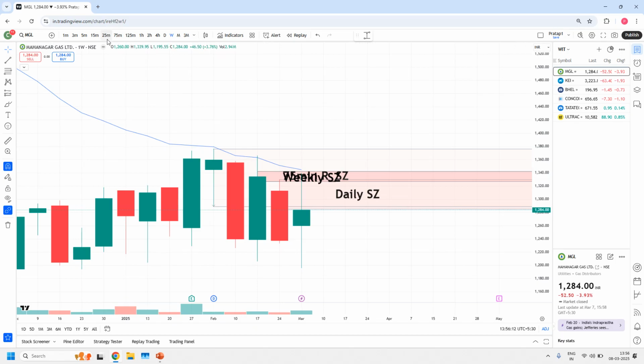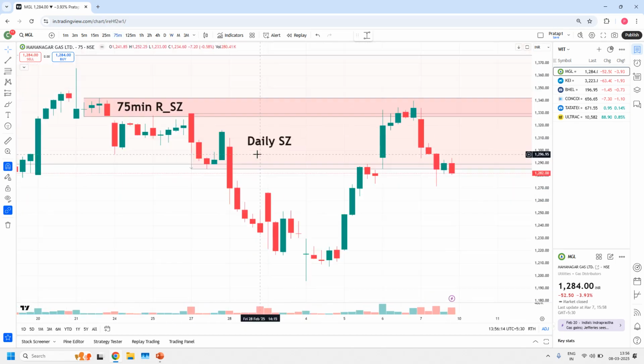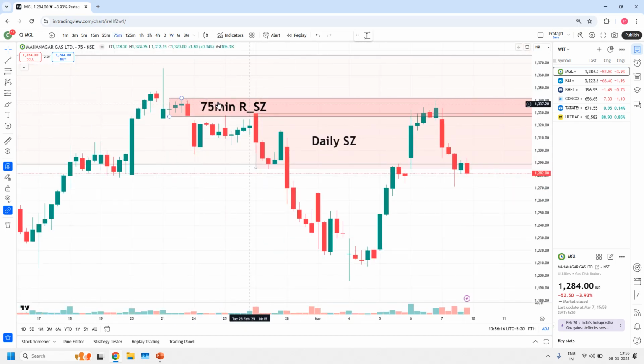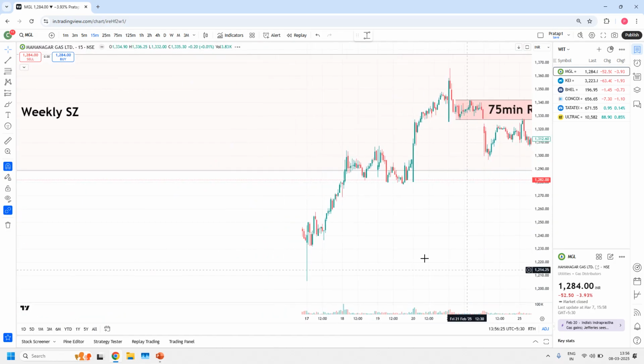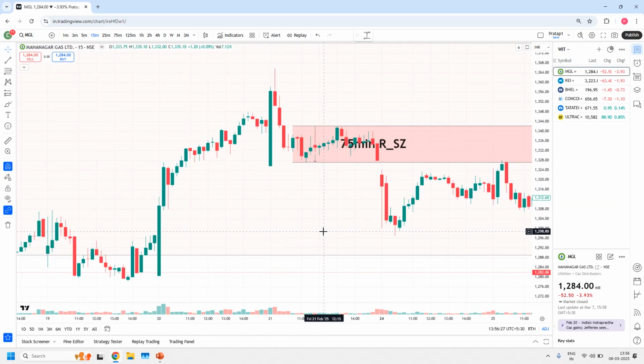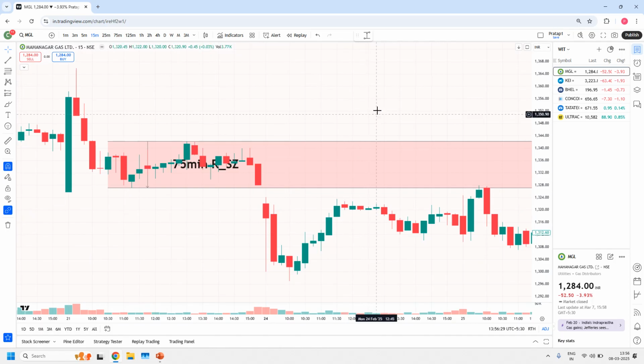Okay. Now let's go to 75. First, to accept this 75-minute zone, does it have a fine-tuned 5-minute zone? Is there one available or not? We need to confirm. So go to the 15 minutes time frame. Is there any 15-minute zone available here? Yes, we have a 15-minute zone available.